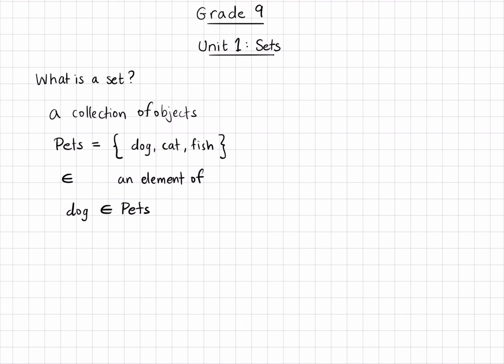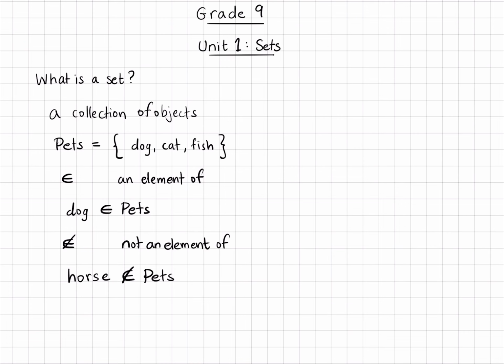The opposite of this, if I want to say something is not an element of, I can use the same symbol and put a slash through it. This means not an element of. And the way to use it is I can say horse is not an element of pets. That's pretty much it for the symbols we're going to be talking about at the moment.